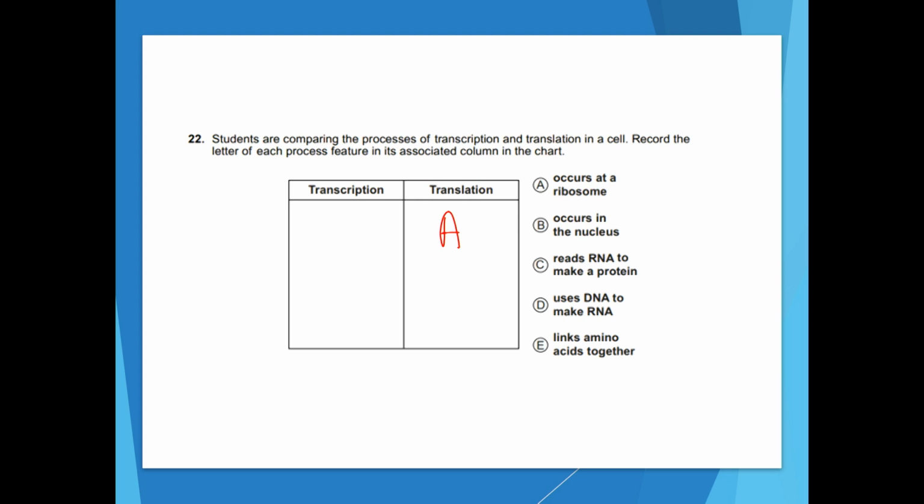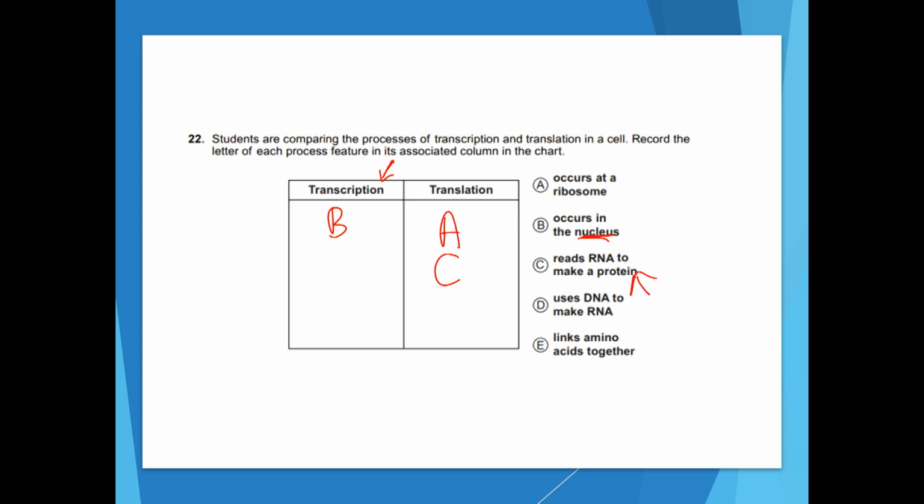The next one says occurs in the nucleus. Well, transcription occurs in the nucleus. Remember, transcription happens first. We're copying the DNA. The DNA is in the nucleus, so if we're copying it, we have to be in the nucleus as well. The next one says reads RNA to make a protein. Well, this is going to be C. During translation, we take the mRNA we made in transcription and we use it to make proteins.